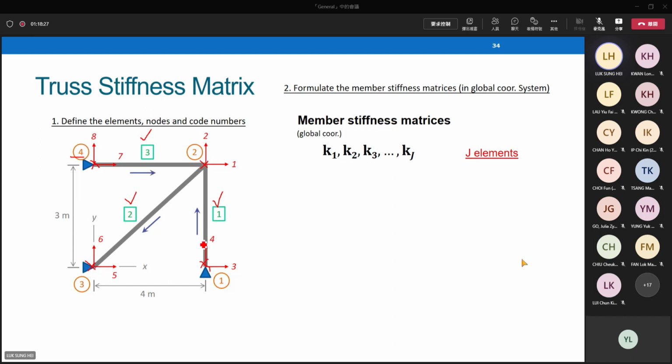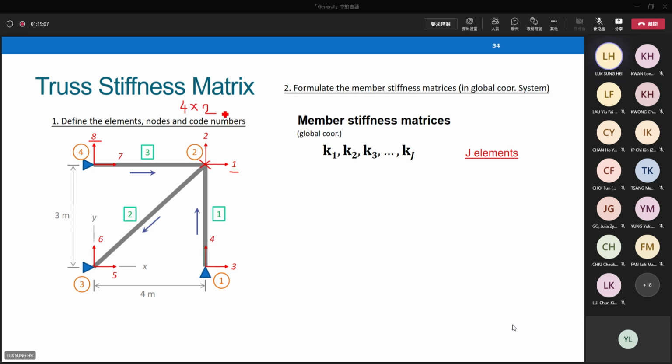I also show you the member orientation, and I show you red arrows. What are the red arrows? The red arrows show the code numbers of the degrees of freedom. We have a total of 8 degrees of freedom for this problem, because we have 4 nodes and each node has 2 degrees of freedom, so 4 times 2 gives you 8. And then we put some numbers to denote their positions. I start from here: 1, 2, 3, 4, 5, 6, 7, 8.